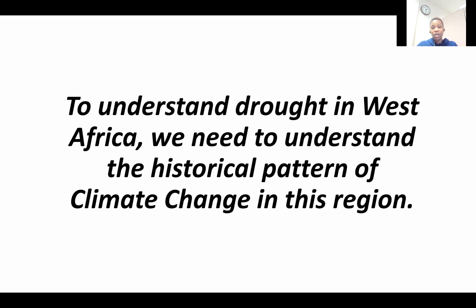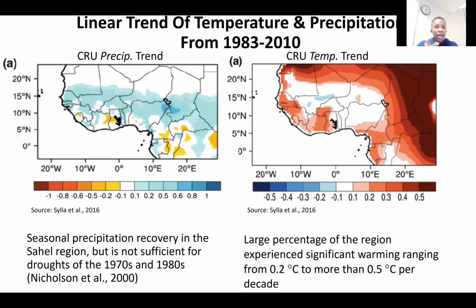So let's take a look at climate change. To understand droughts in West Africa, we actually need to understand the historical pattern of climate change in the region. And from here, I adopted the linear trend of temperature and precipitation from 1983 to 2010 from Sahel to 2016. And the data for the map was gotten from the Climate Research Unit.